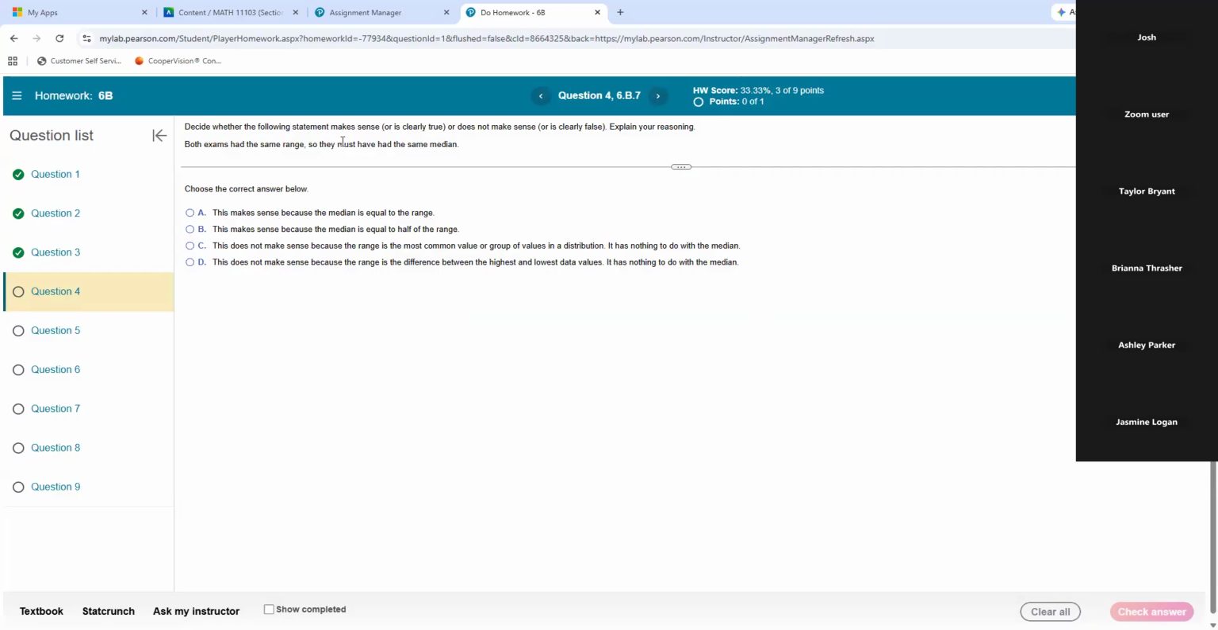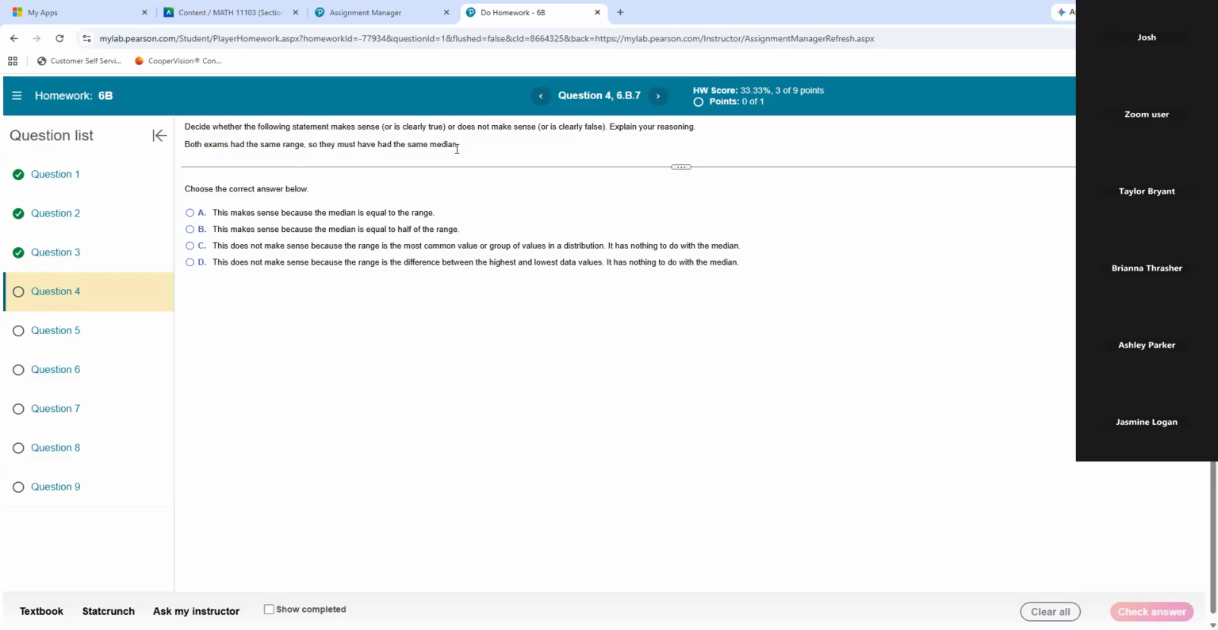All right, y'all, they just want to know if this makes sense or does not make sense. Both exams had the same range, so they must have had the same median. Well, that don't necessarily have to be true.